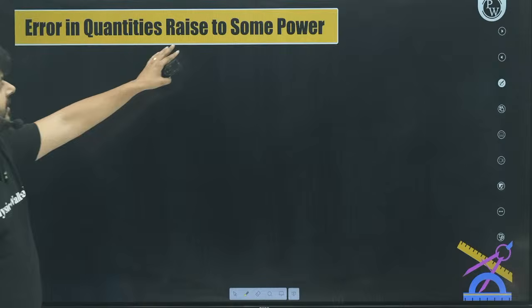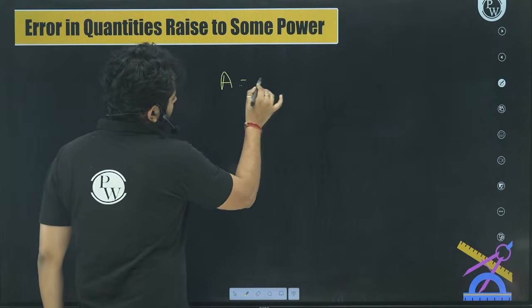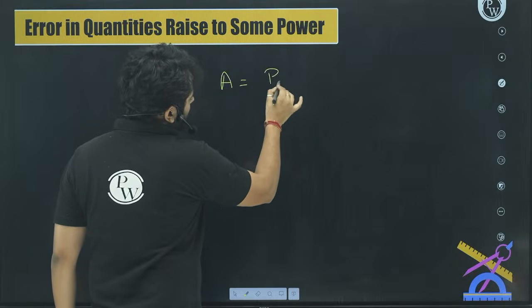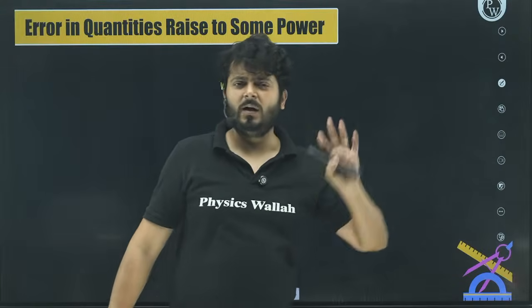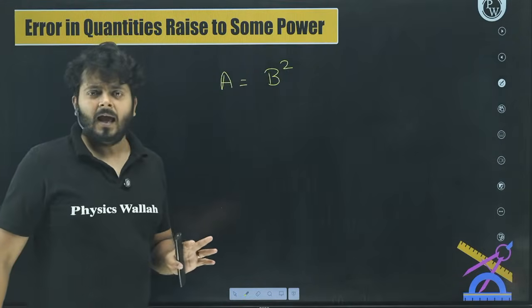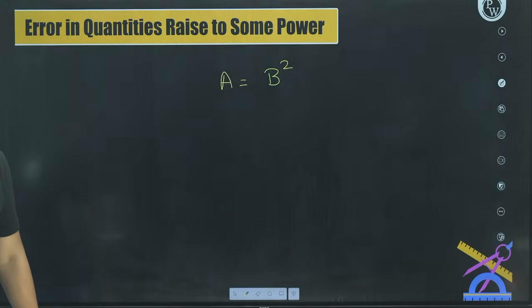Error in a quantity raised to some power. Let us say that A is equal to B square. This is written: A is equal to B square or B cube. And let's say that one of you kids is measuring B. The value of B is measured by one of you kids.